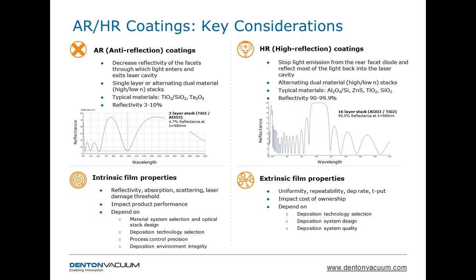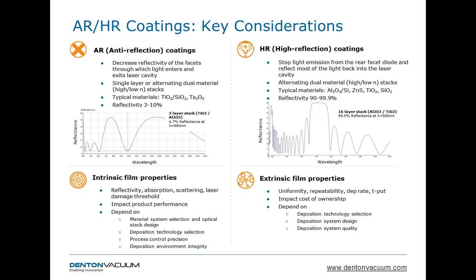All right, let's move on. Let's start our examples with AR, HR coatings. What are the key considerations? AR coatings are anti-reflection coatings. Their purpose is to decrease the reflectivity of the facets through which light enters and exits the laser cavity.